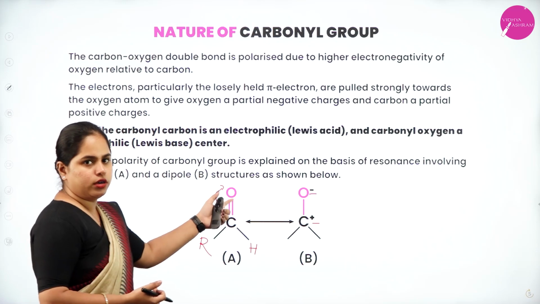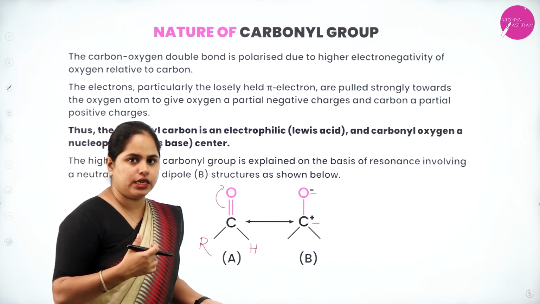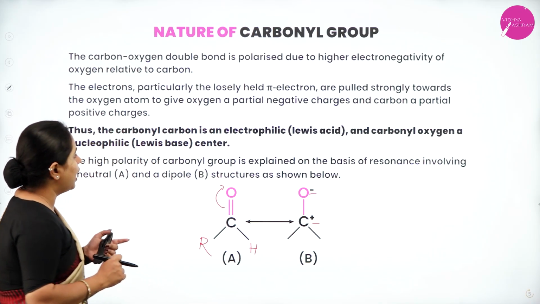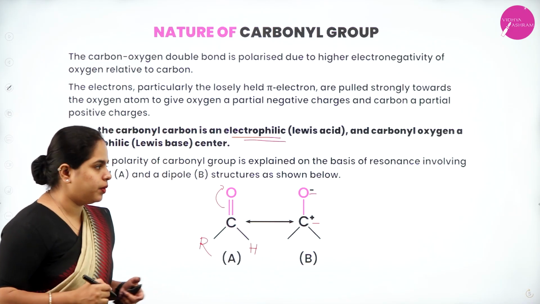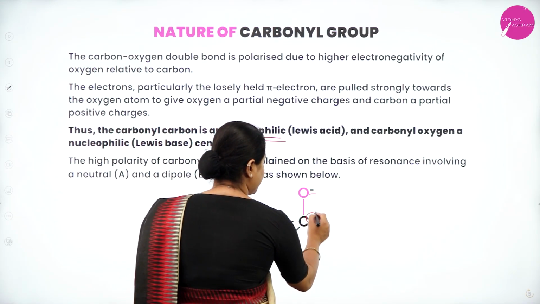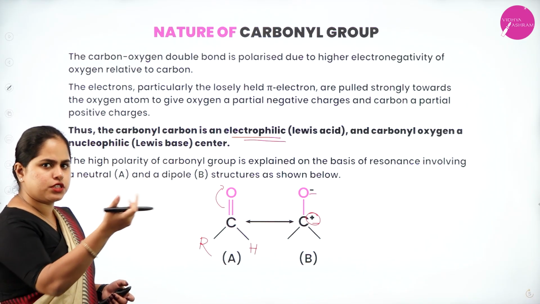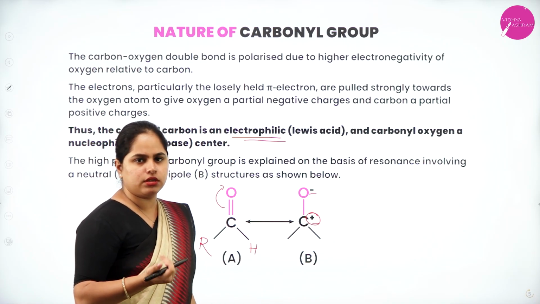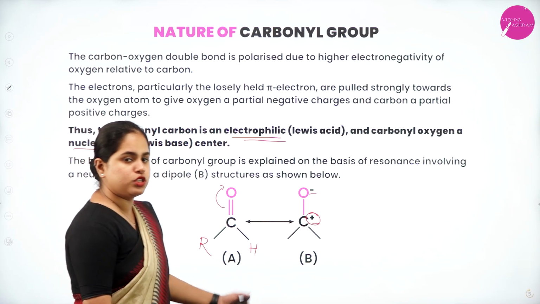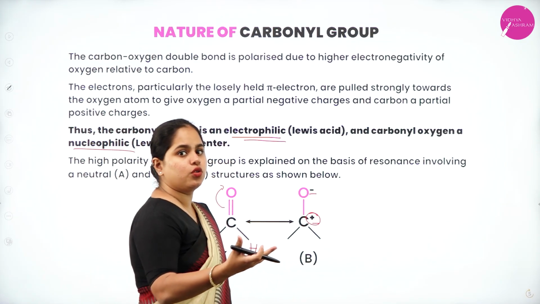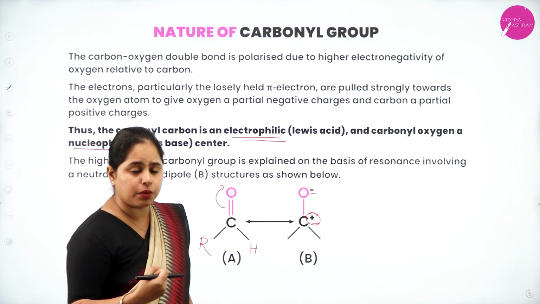So, the double bond is present here, and the pi electrons are being attracted towards the oxygen atom, which is more electronegative. Thus, the carbonyl carbon is an electrophile. Why? Because it is positively charged, so it acts as a Lewis acid. It is ready to accept electrons because it is positively charged. And carbonyl oxygen will act as a nucleophile, that is, a Lewis base. It is negatively charged, so it is ready to accept positive charges, that is, it is ready to accept H+.